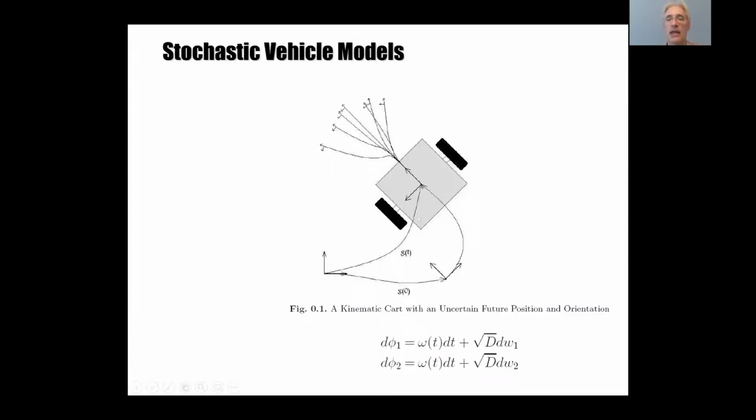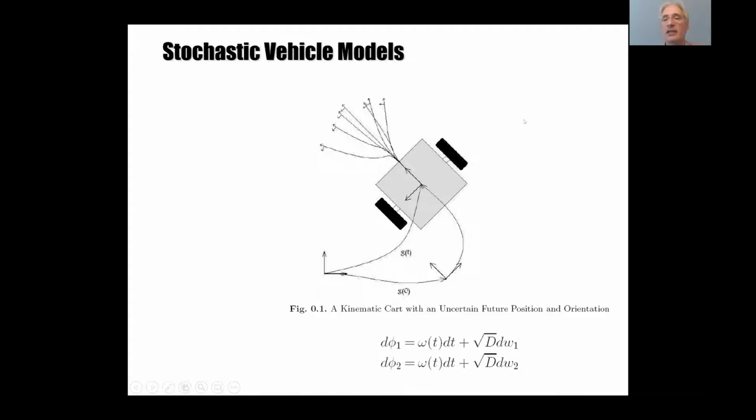Okay, so here's an example. You have a wheelchair-like robot. We call it a kinematic cart. You have two wheels. The two wheels can turn independently. Now, suppose you ask both of those wheels to turn at a rate omega. Well, you can ask them to turn at a rate omega, but in fact, they're going to turn at a rate omega plus some white noise terms here. And so instead of just going straight at a speed r omega, where r is the radius of the wheel, sometimes you're going to go this way, sometimes you're going to go that way.